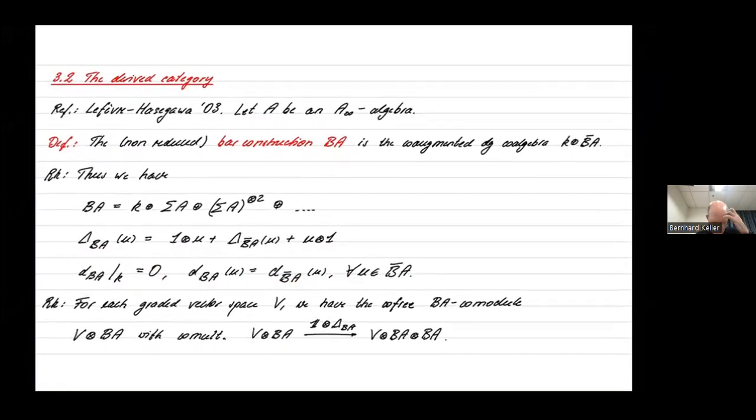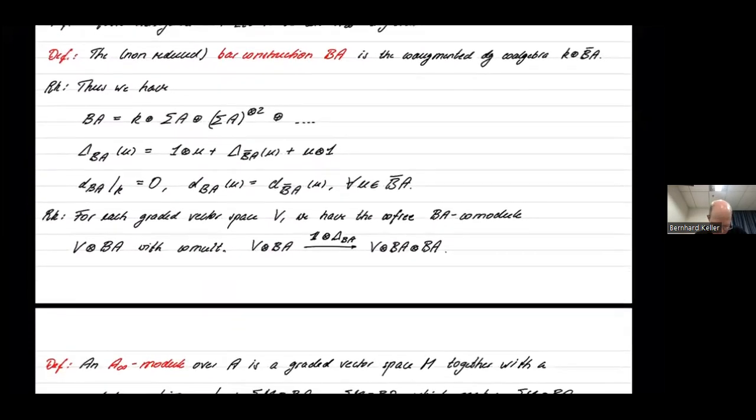And now, whenever we have a graded vector space V, we can use it to produce a co-free BA co-module. As a graded space, it is just the tensor product, and it has the natural co-multiplication, where we use the co-multiplication of the bar construction like this, yes, dual to the construction of an induced module.